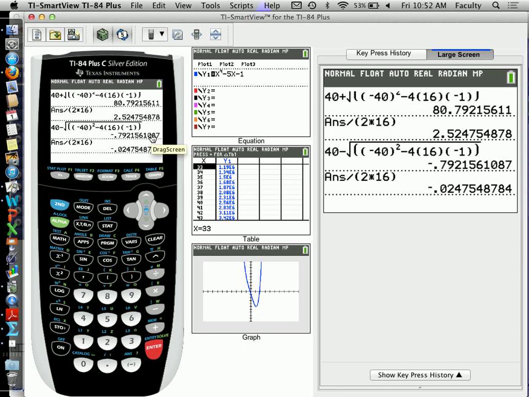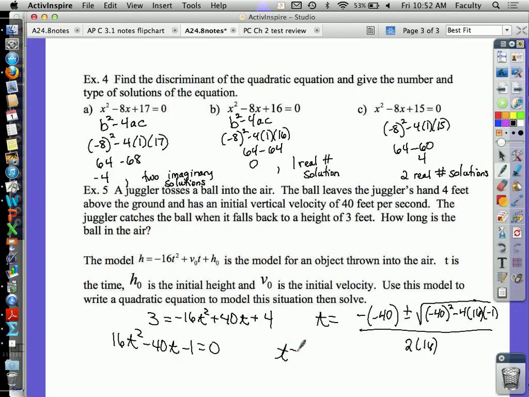Can you have a negative time? No. So time is 2.5 seconds. So sometimes a problem like this would lend itself to using a quadratic formula program. But in general, we're not going to use the program.